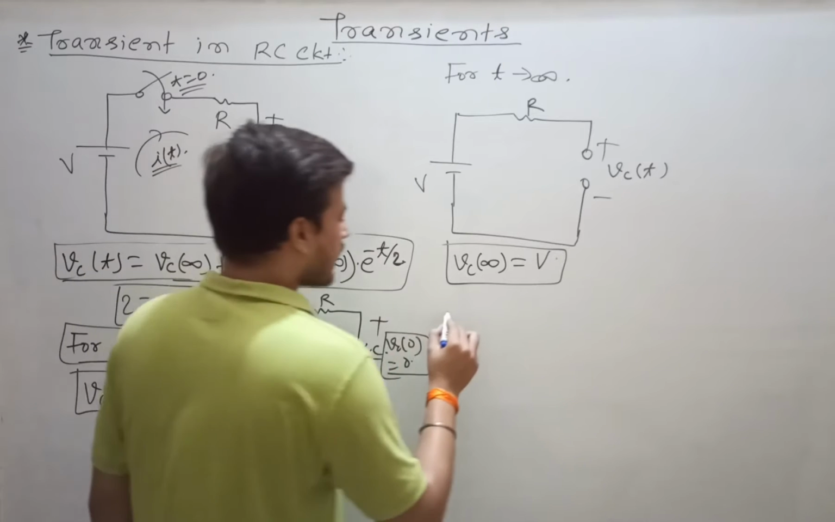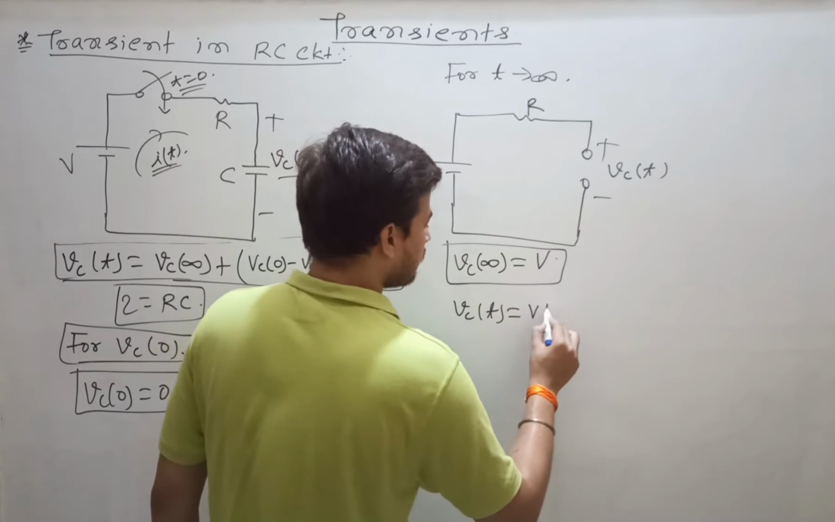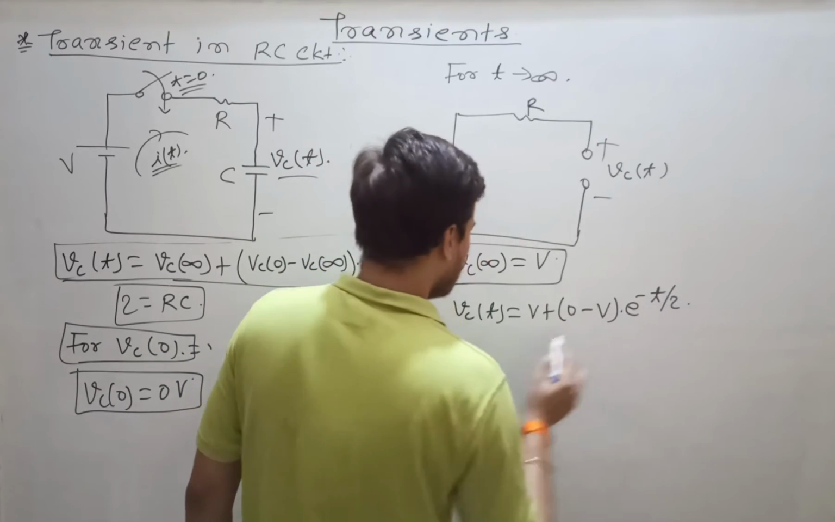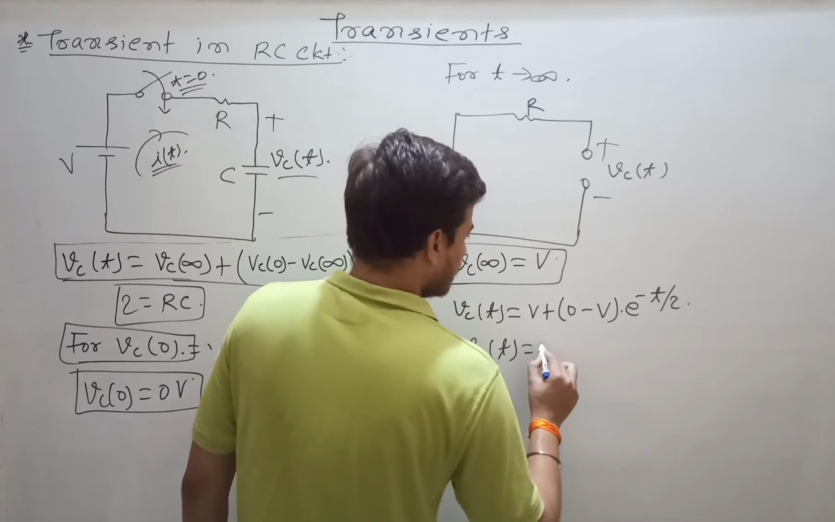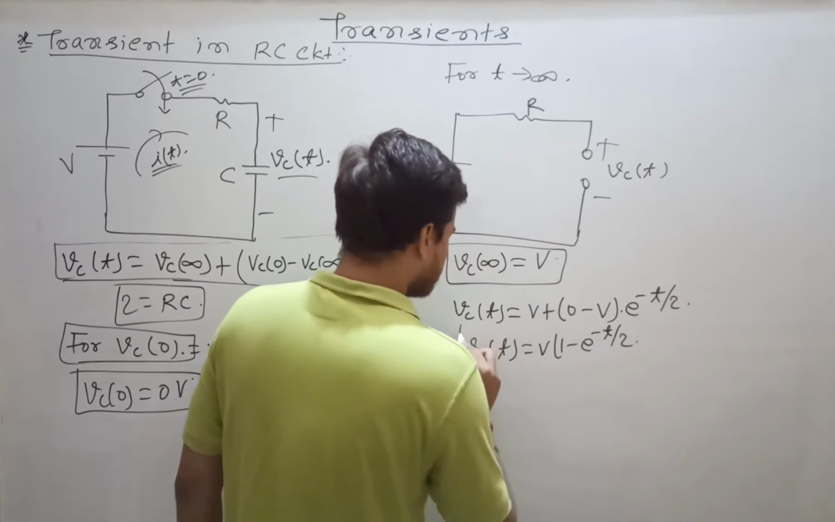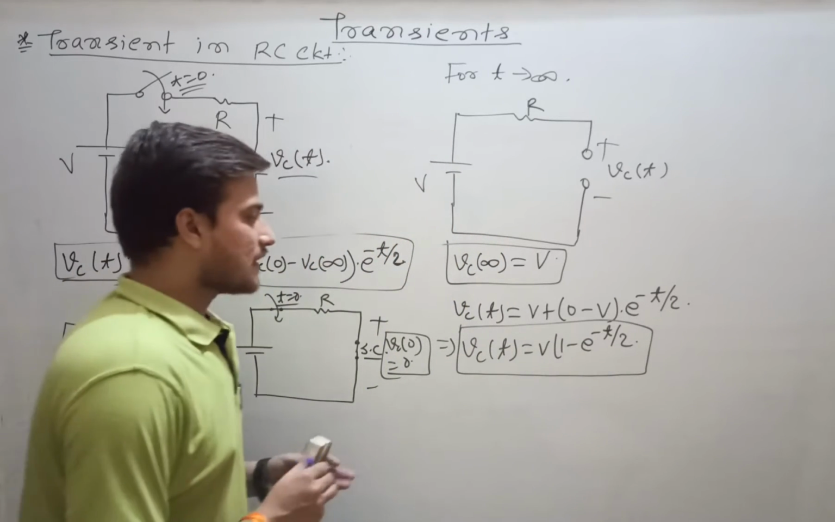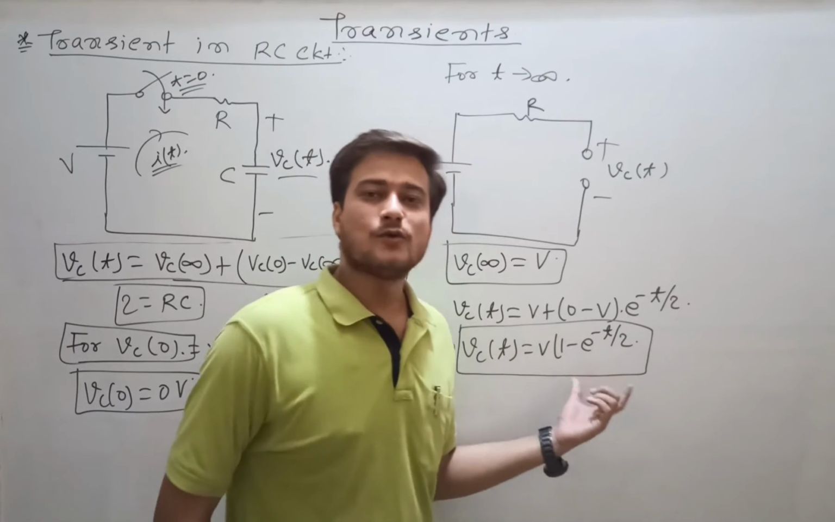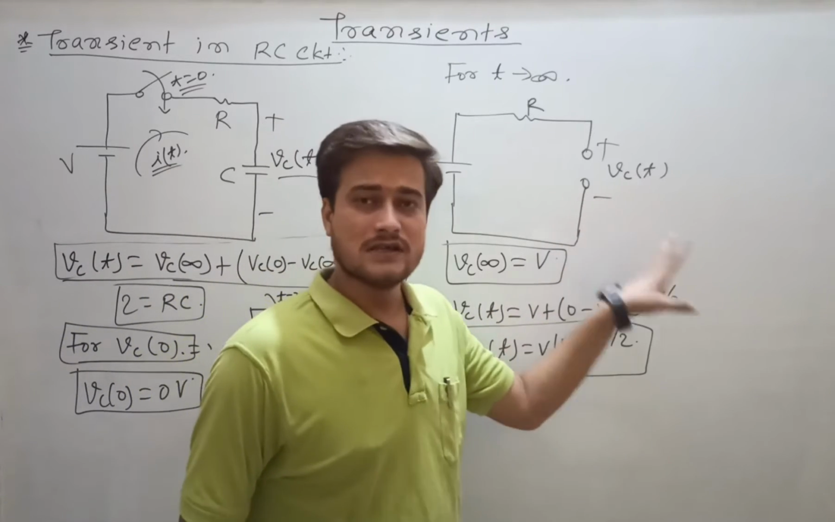So next let us write the expression for VC(t). It will be equal to VC infinity, that means V, plus V0 minus V infinity into e to the power minus t by tau. From here VC(t) is equal to V into 1 minus e to the power minus t by tau. So this is the expression for voltage across the capacitor. In the previous lecture you saw the same form of expression for current through the RL circuit.